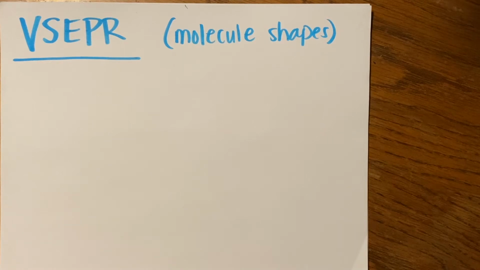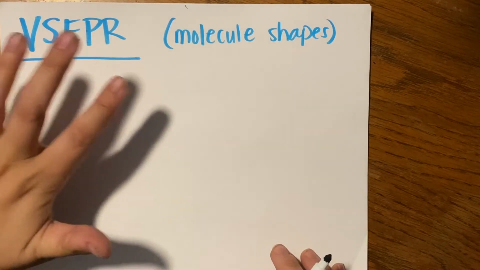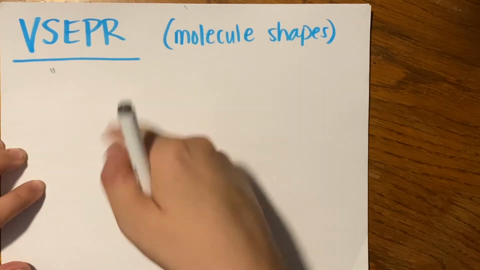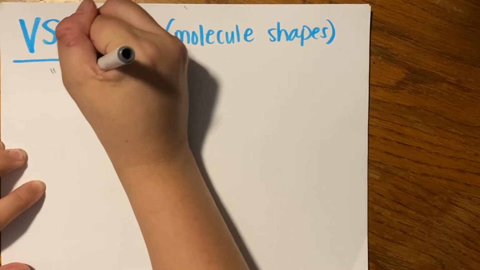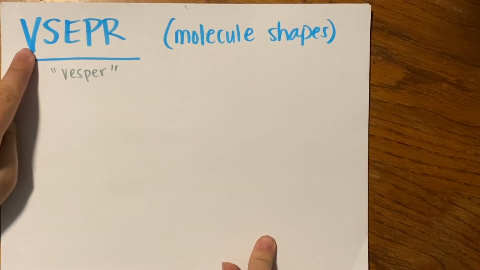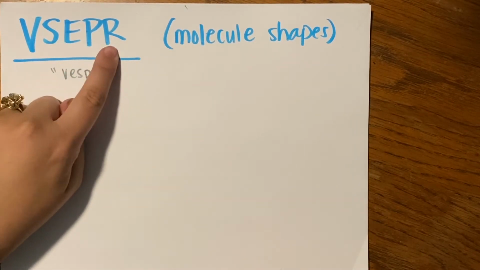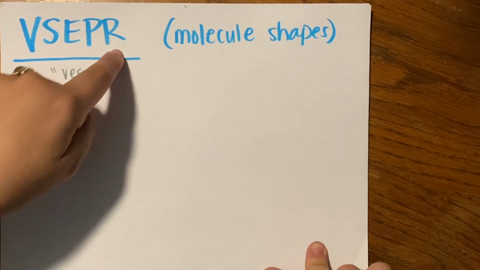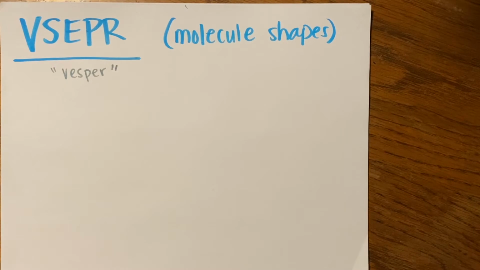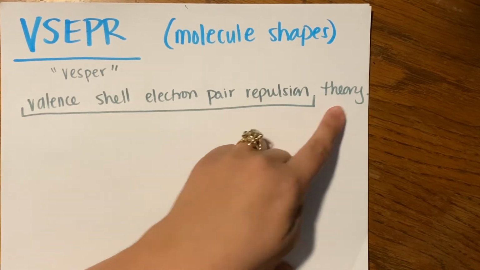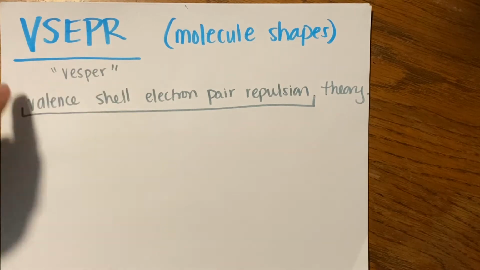All right, everyone. So in this video, we're going to be talking about VSEPR theory. We pronounce it VSEPR, which is what it sounds like when we say it out loud. But really, the initials stand for Valence Shell Electron Pair Repulsion Theory. Yikes. I'll write that down fast. Valence shell electron pair repulsion theory, aka VSEPR.